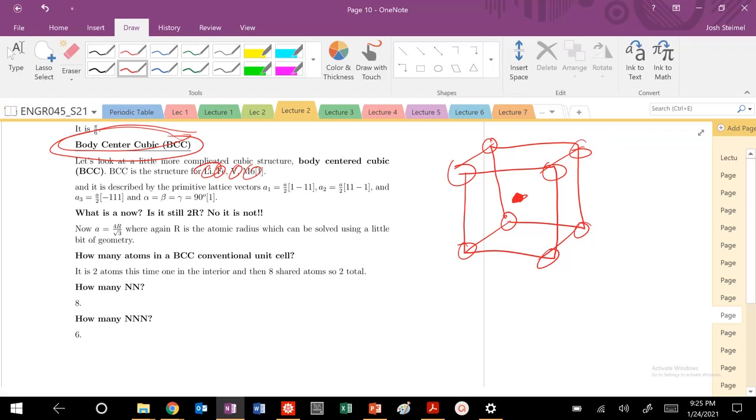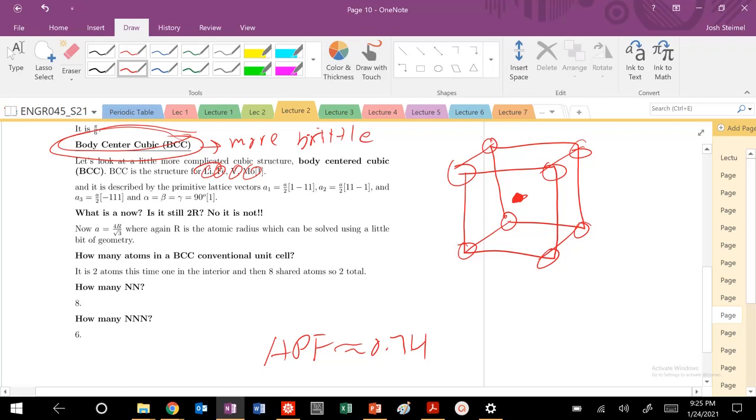Now, BCC is typically a more brittle type material or structure. Why is that? Well, we're going to see that when we look at our atomic packing factor. We talked about last time the atomic packing factor, when it's large, when we hit that magic number, that APF of about 0.74, we get to where dislocations can move more easily. So let's take a deeper look at the structure.